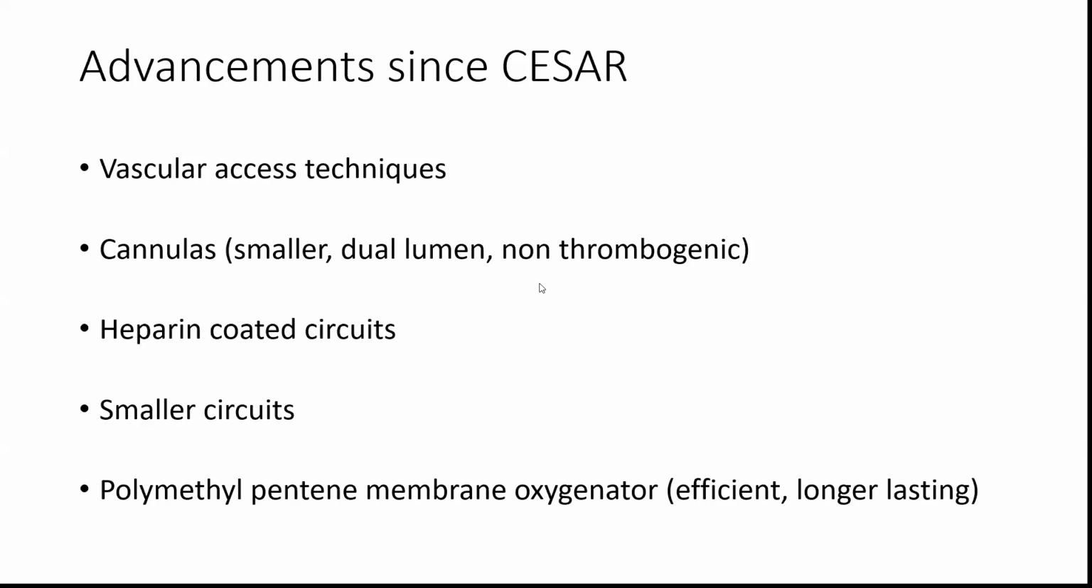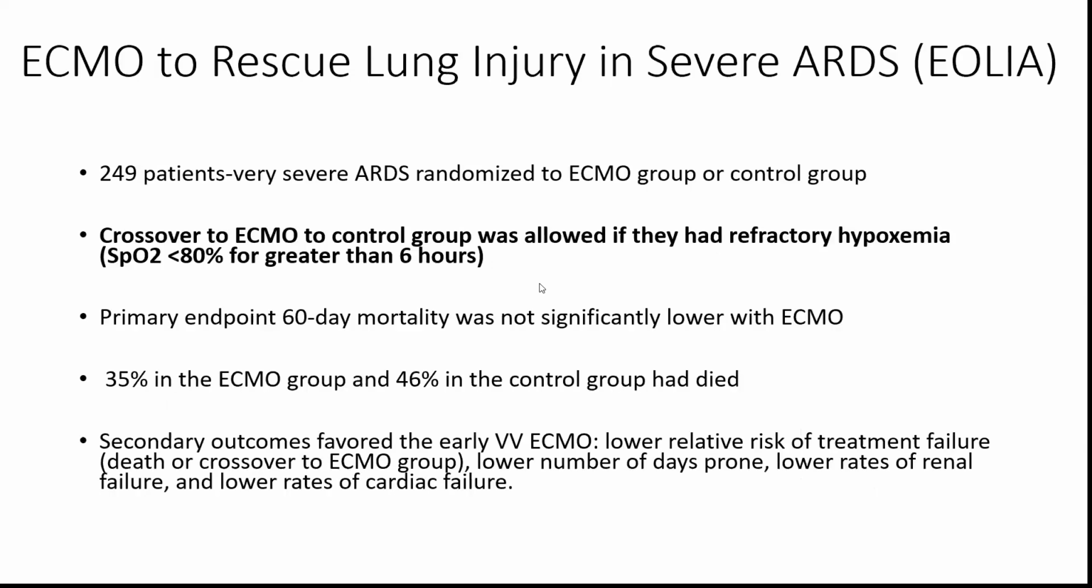The cannulas were smaller. We had dual lumen cannulas or catheters, so you only needed one site, which decreased risk of infection and risk of complication. And then they started becoming heparin coated, so they're not as thrombogenic. We had heparin coated circuits that came on the scene, and smaller circuits compared to what I showed you with Dr. Gibbon. Now we have the CardioHelp we use, which is much smaller. And our oxygenators became more sophisticated and efficient and lasted longer, so you didn't have to switch them out as much. So how many of you have heard of the EOLIA trial?